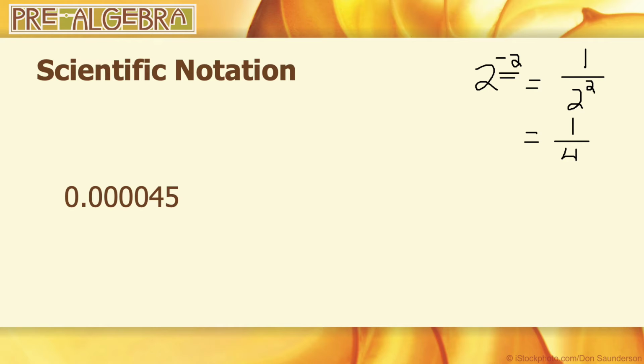Does anyone know what this is in terms of decimal? 1/4. So that's like a quarter. 1/4 is a quarter, so that's 0.25. So notice how this number with a negative exponent made it a small number expressed as a decimal. Okay, so I want you to keep that in mind.